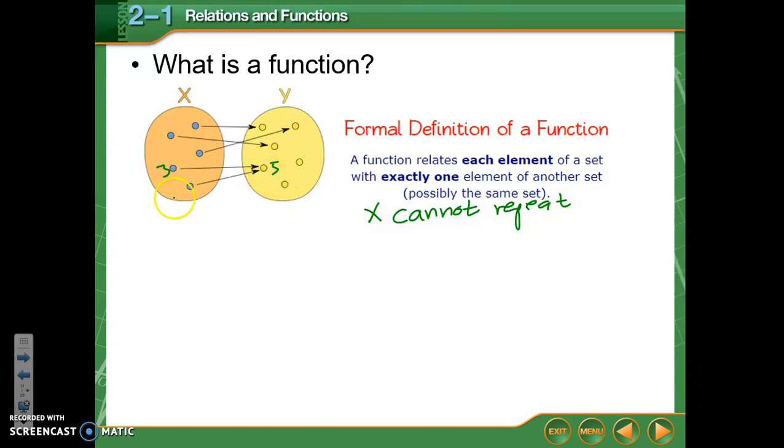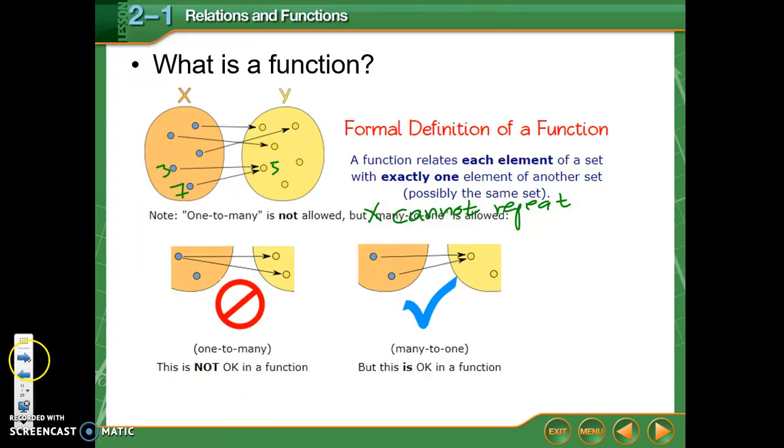On the other hand, it's fine that the range value repeats. So here you can see that this 5, I decided to label it, is used twice. So it's fine to have 3, 5, and 7, 5. The y's can repeat, but x cannot. I have to know that if I plug in 3, I'm going to get 5 and only 5 if it's going to be called a function.